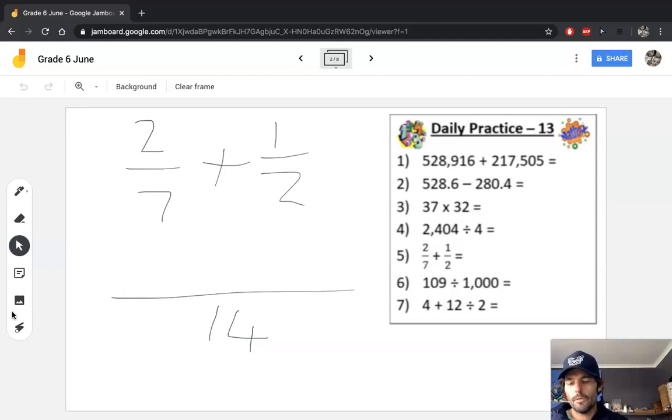2 times 2 is 4. 2 goes into 14 7 times. 7 times 1 is 7. When we add those together, we are going to get 11 over 14, which is in its simplest form.